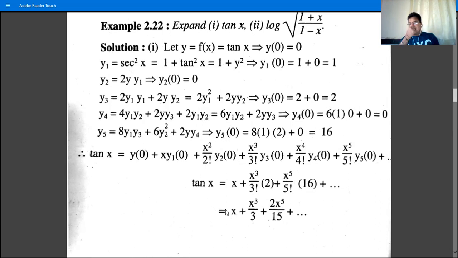Okay, so these are some other notations. In the place of f, use y. And the derivatives, in the place of f dash, f double dash, f triple dash, are denoted by y1, y2, y3 as the derivatives.